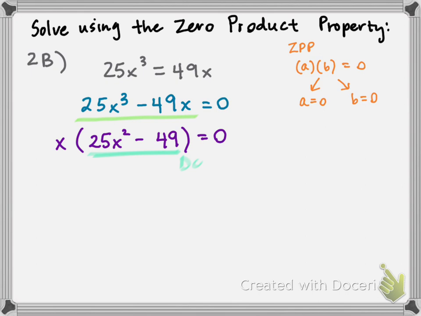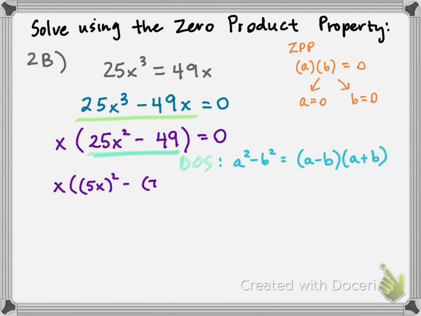So that's my DOS. Remember, your DOS formula states that if you have a difference of squares, you can claim that a squared minus b squared factors to a minus b times a plus b. So let's rewrite it in terms of something squared. I have x times 5x squared minus 7 squared equals 0. So then my factored form of that would be 5x minus 7 times 5x plus 7 equals 0.